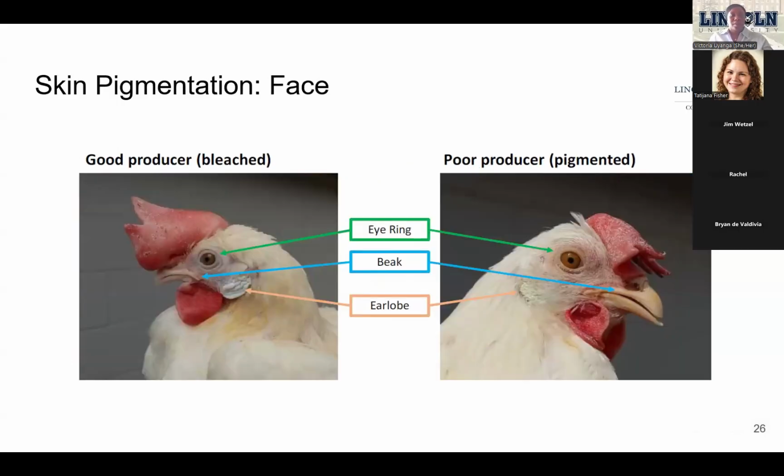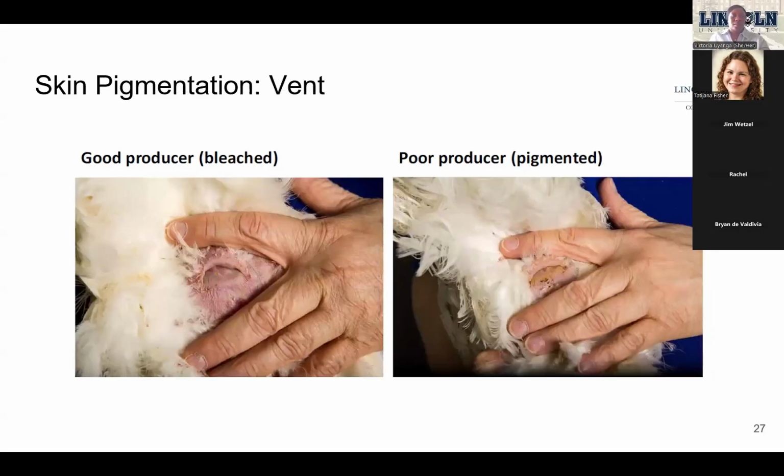So if you're looking at the face, for a good producer, you'll be looking at the eye ring, you'll be looking at the beak and the earlobe. The yellow pigments would bleach for your good producers, and this can be used to identify a good or poor layer. The head with no pigments tells you that's a good producer. The head for a poorer egg producer would show that pigments remaining in the beak or the eye area. Another area to look out for would be the vent, which shows a bleached area for a good producer relative to a poor producer where you can still see that yellowish pigmentation.